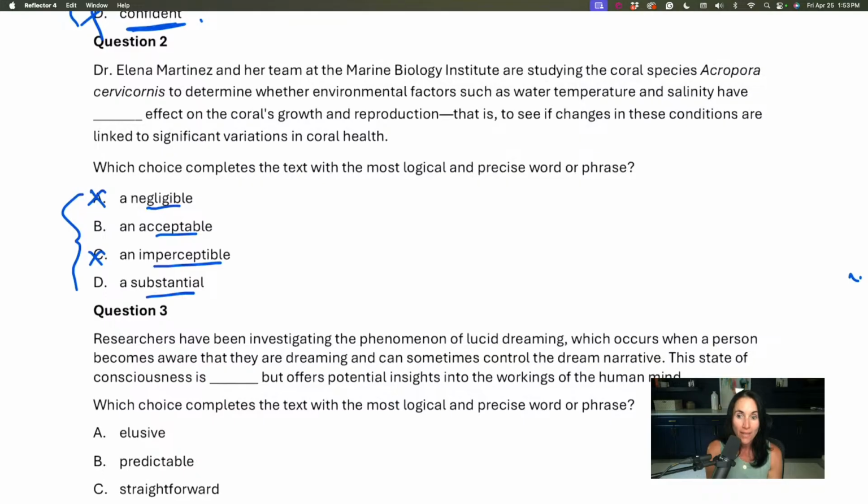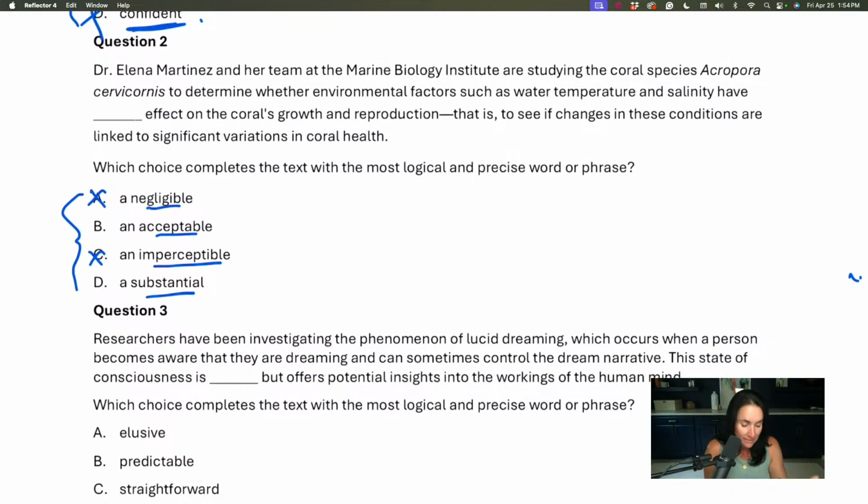Well, that means you didn't give me very much. You neglected me on my mac and cheese, right? And imperceptible is imperceived. You can't even see it. It's imperceptible. You cannot perceive it. That means it's very tiny. So A and C are too similar in relation to vocabulary. So we're going to cross them off.